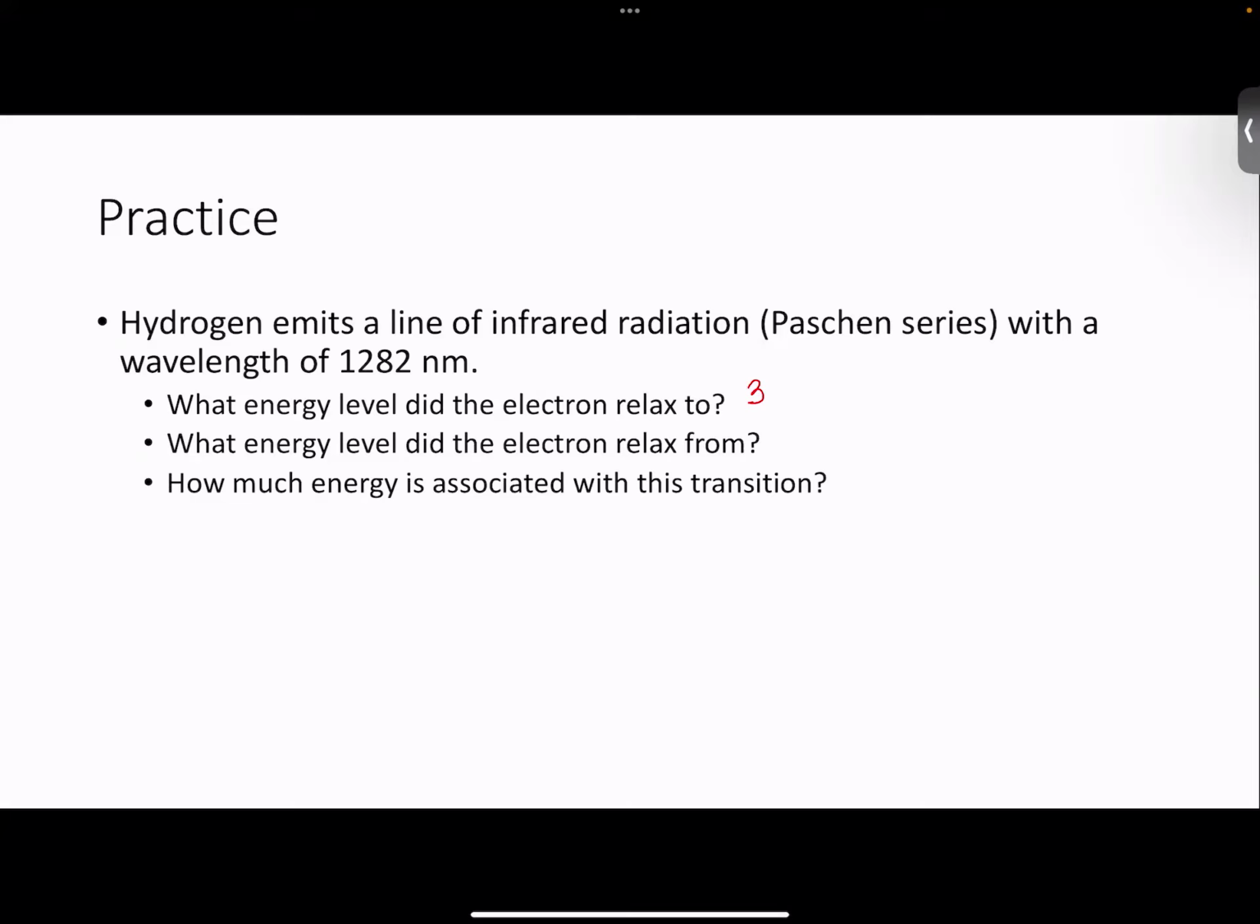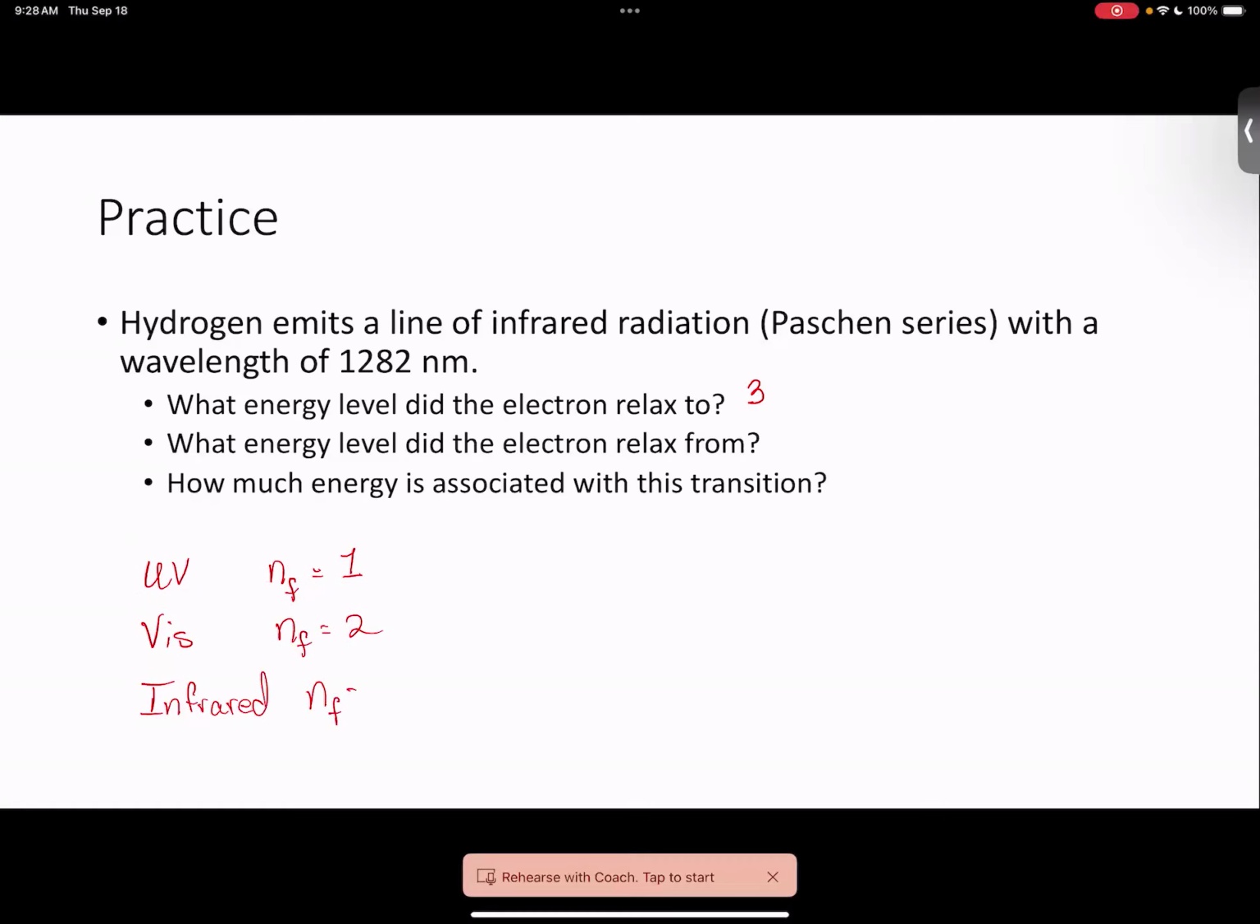The thing to keep in mind is ultraviolet radiation means N sub F is equal to 1. If it is visible light, N sub F is equal to 2. And if it is infrared, N sub F is equal to 3. Yes, you can have other forms of light, but you don't need to worry about those particular forms of light. I will stick to the 3 series that are listed here.